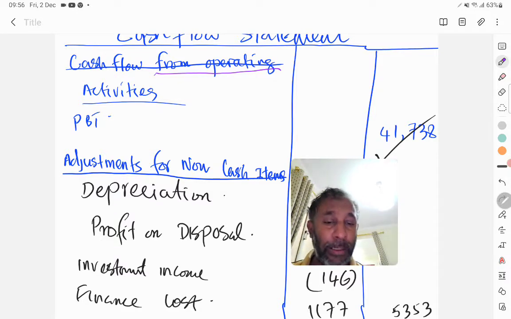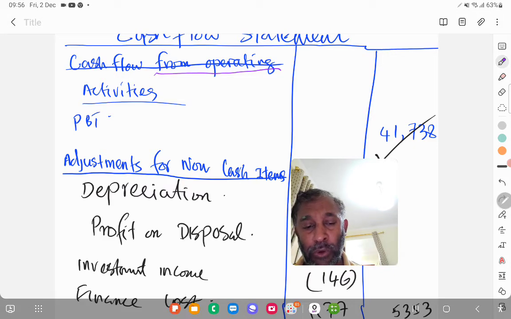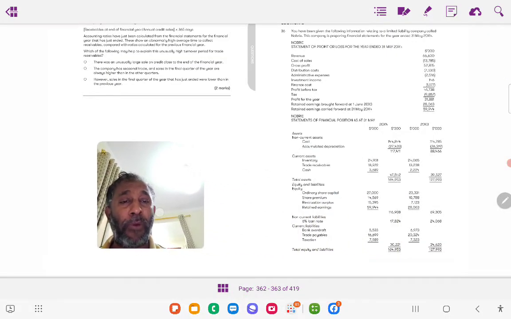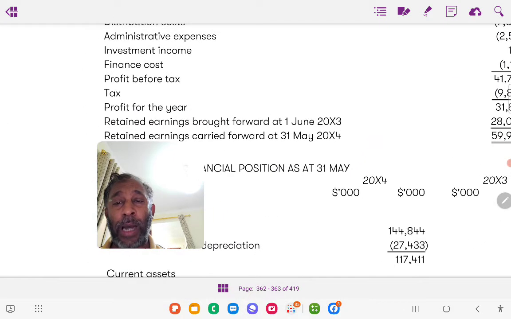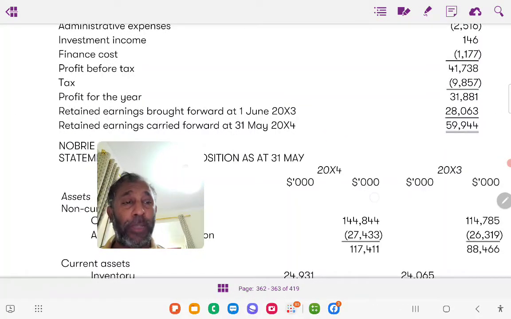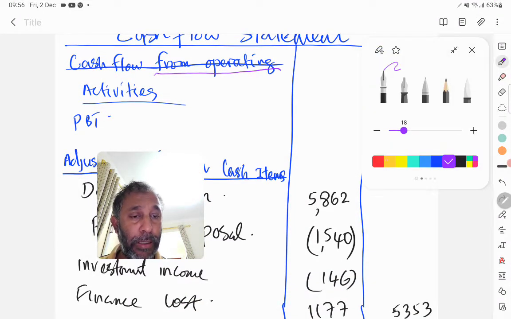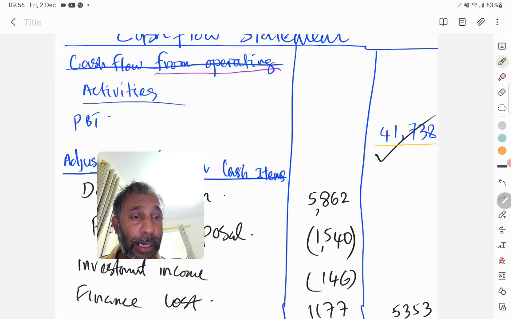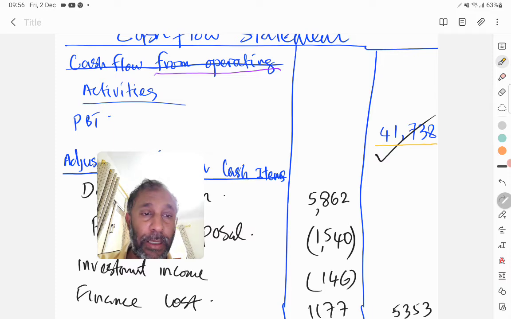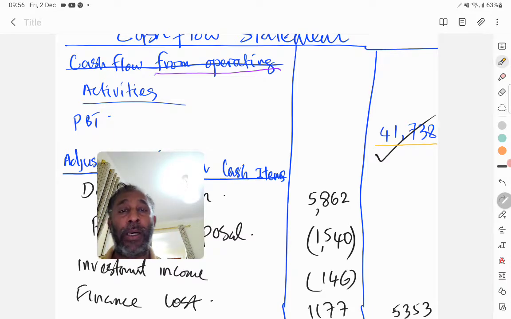Once you've done that, the next step is you go to the question, to the profit and loss, and check the line item profit before tax. You can clearly see here the profit before tax is 41,738, which I will take here. So this number I have taken from the question. Without bothering about any other additional information, you straight away take that line item into your answer.